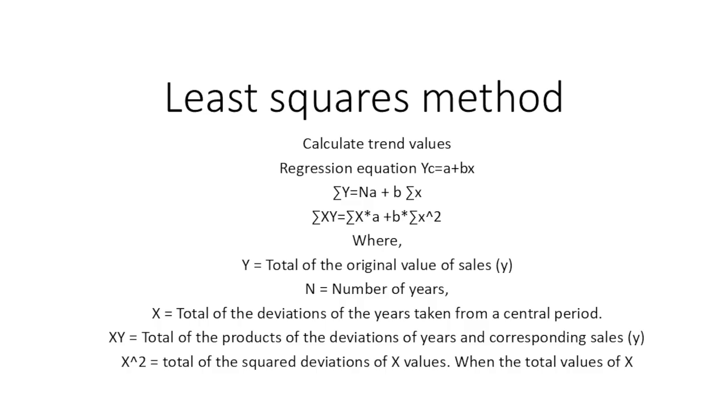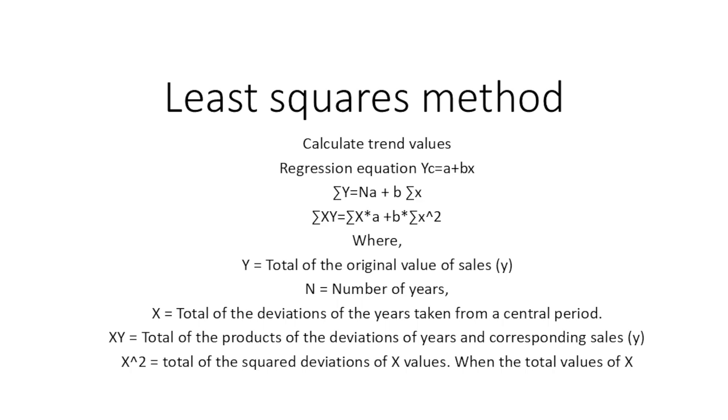Now, if you aggregate, then sigma y = na + b sigma x, and sigma xy = a sigma x + b sigma x square. That is how it gets. We are multiplying the first equation by x.